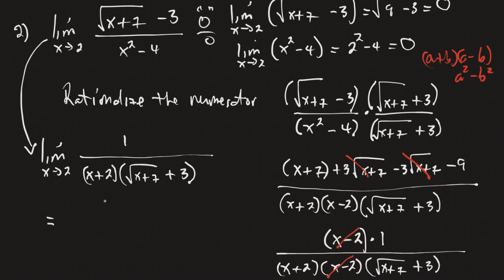Now I'll have a 1 in the numerator. This factor here is 2 plus 2, so that's 4. This factor here is 3 plus 3, because we still have our square root of 9, which is 3, plus the other 3. So we end up with 6 times 4. So our final answer is 1 over 24. Let me circle that.